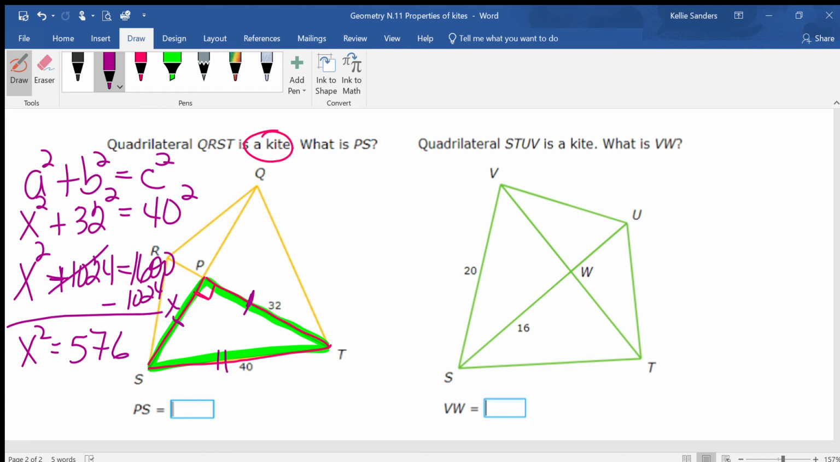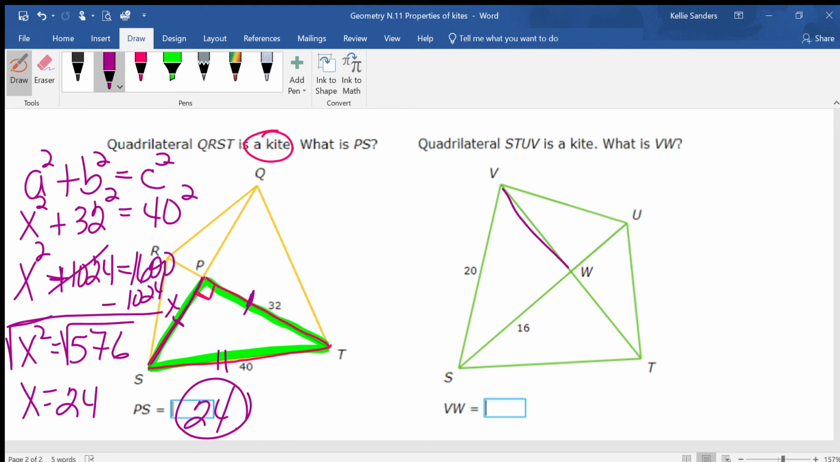And so we need x by itself. X has been squared right now to get 576, so we're going to take the square root of that. The square root of 576 is 24. X is 24, and I named X after PS, so PS is 24 also. You're basically going to do that every single time on these kind of problems. You're going to have to get used to it.